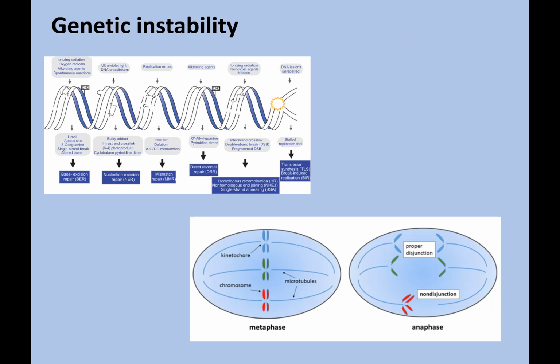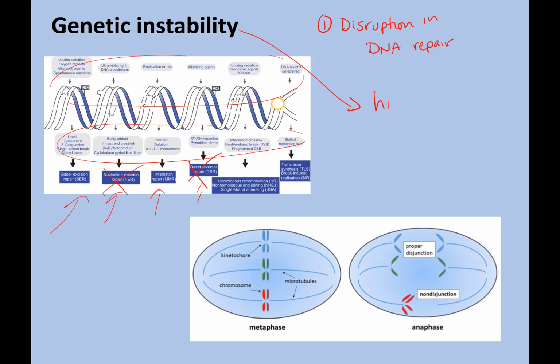And to follow up with that, we have genetic instability for two causes. One, we can get disruption in DNA repair mechanisms. So this is just showing you all these different things that can mutate your DNA and what they do and our repair mechanisms. If you knock out one of these repair mechanisms, you're going to have genetic instability, which just means that you have a higher mutation rate.